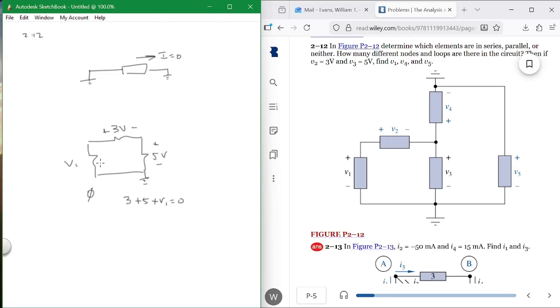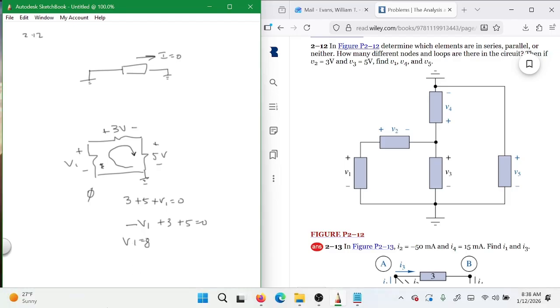Okay, now the plus is on the bottom side, but we're walking around it the other way. I'm sorry, I got this wrong. The plus is on the top, minus is on the bottom. So if I walk around this loop this way, I meet the minus sign before I meet the plus sign. So I say minus V1 plus 3 plus 5 equals 0. And that's mathematically how it's described. So what is V1? 8. Any questions? Easy peasy.